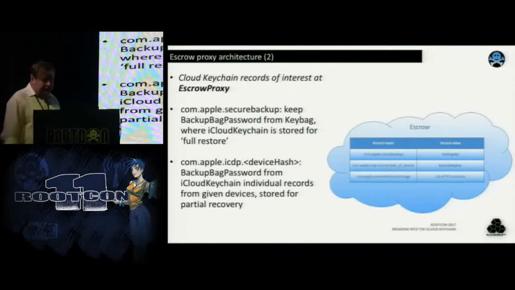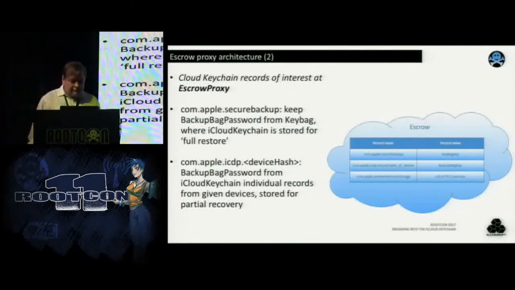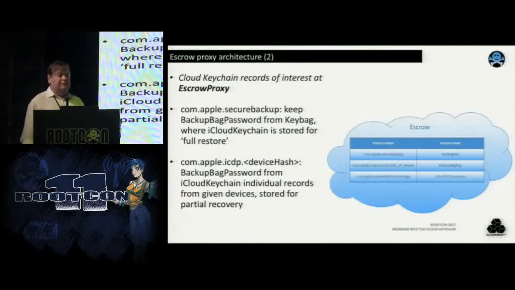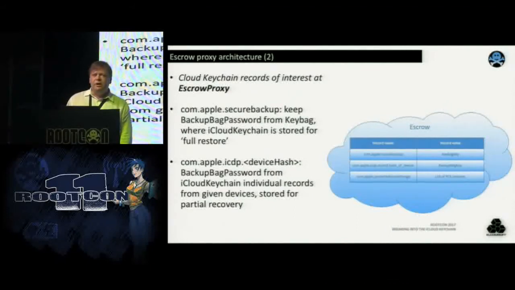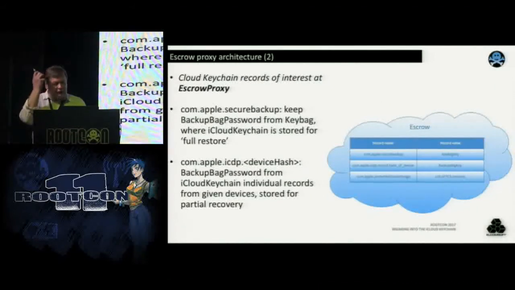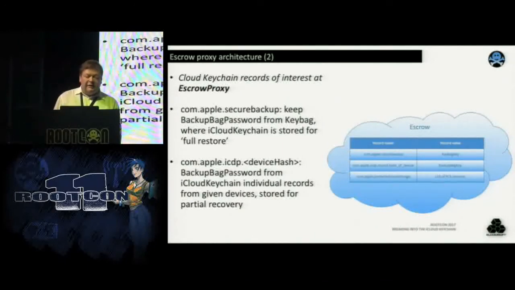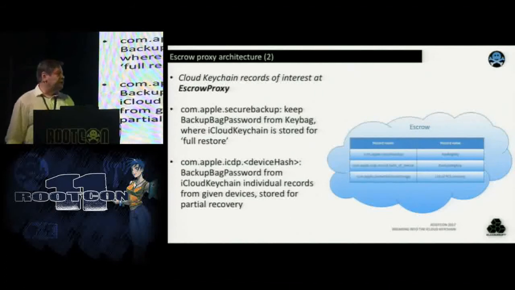So now about the services running by the escrow proxy. There are two. There is a secure backup service which keeps keybag passwords for the keybag, where the keychain is stored completely for the full restore operation. And also there are records specific to all the devices with the device cache, and it keeps individual records from different devices, and they're stored for so-called partial recovery, when not all the records are stored at once, but only the given ones.